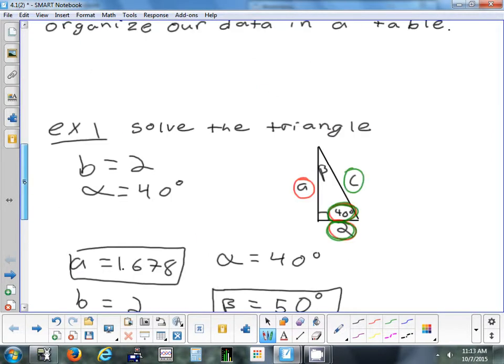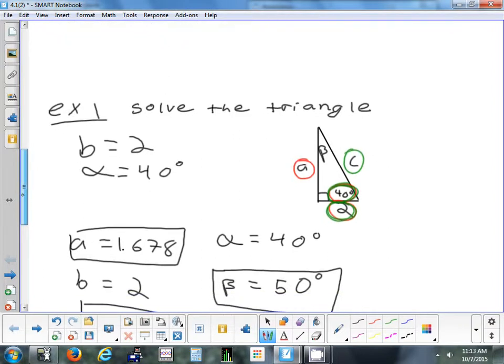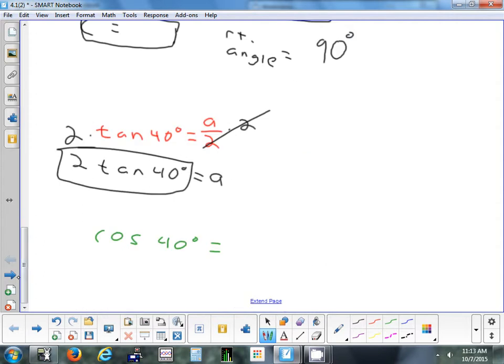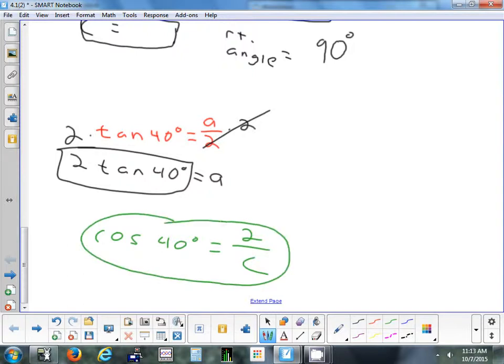Cosine of 40 equals adjacent over hypotenuse. Adjacent is 2. Hypotenuse is C. Our goal is to do the same thing. We want to get C by itself. So here's our original problem. First thing I want to do is get rid of this fraction. So what could you multiply each side by to get rid of this denominator?